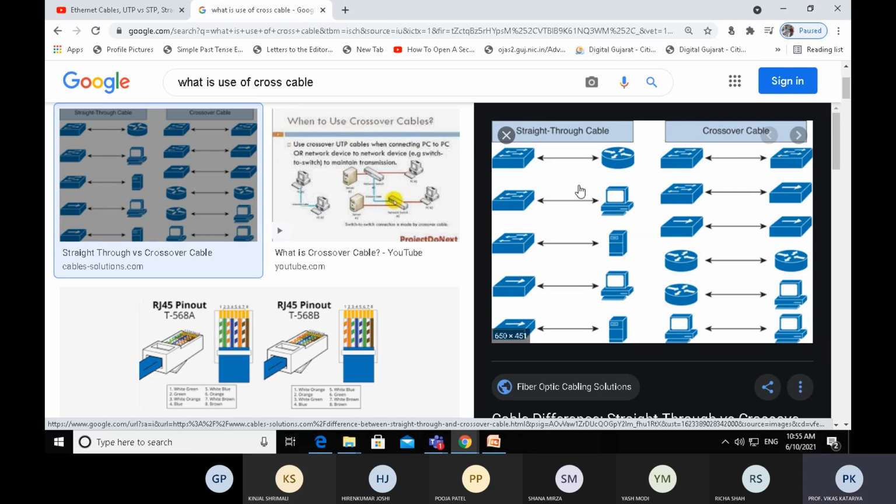So I hope the concept is clear: when we require a cross cable and when we require a straight cable. In our college lab, we have designed a straight cable because we require to connect all the desktops with a switch.